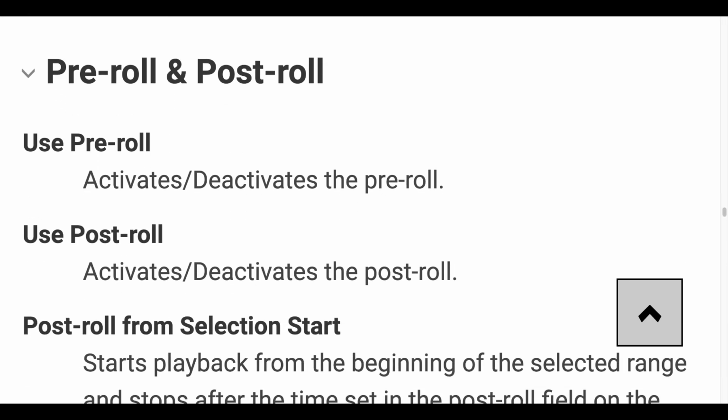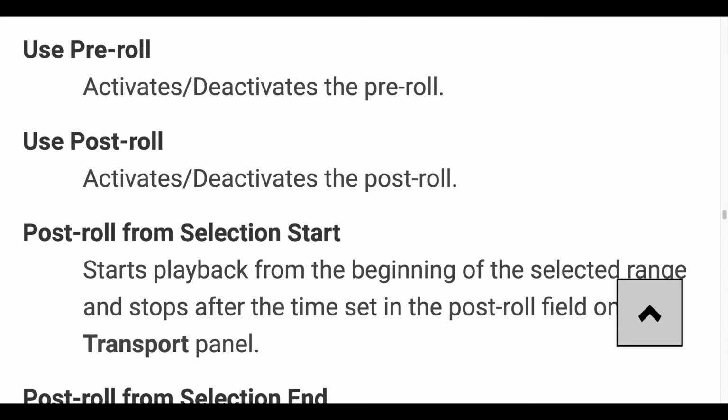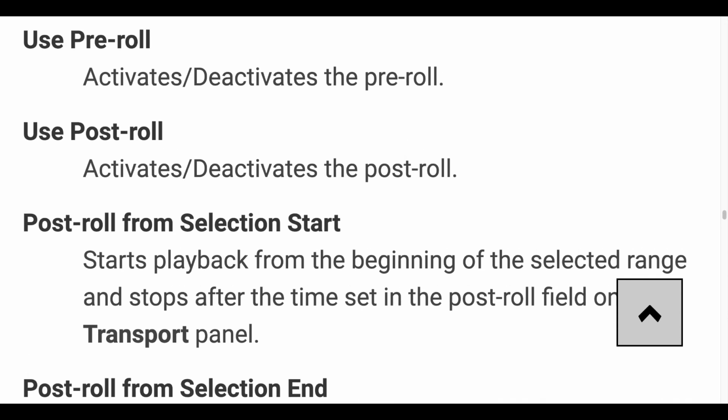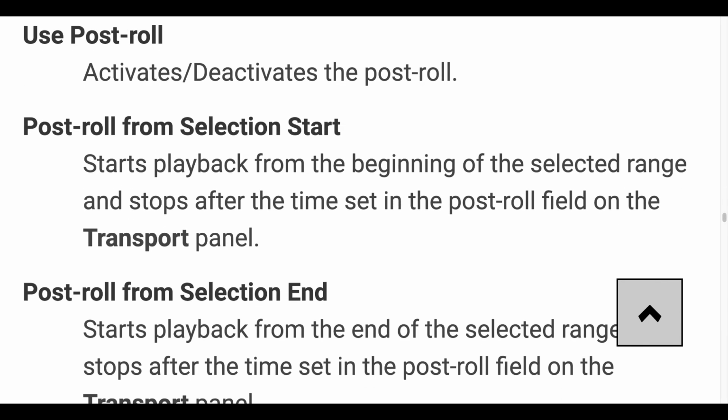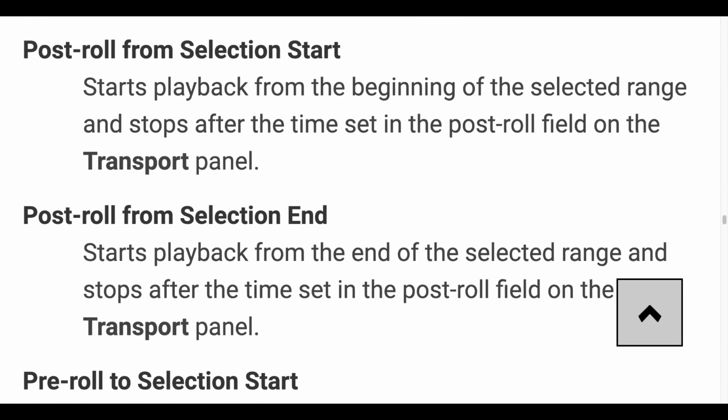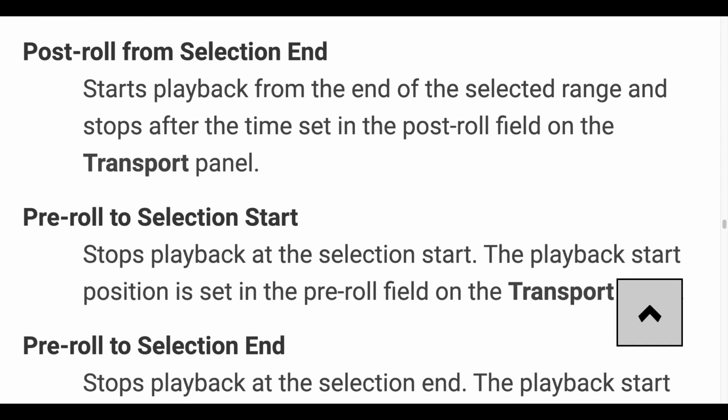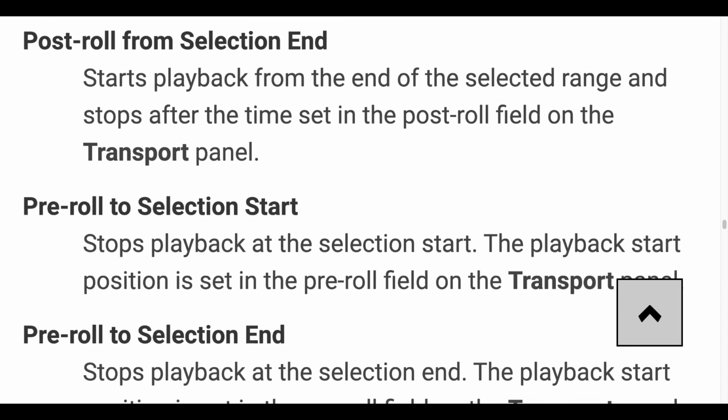Pre-roll and post-roll. Use pre-roll: activates/deactivates the pre-roll. Use post-roll: activates/deactivates the post-roll. Post-roll from selection start: starts playback from the beginning of the selected range and stops after the time set in the post-roll field on the transport panel. Post-roll from selection end: starts playback from the end of the selected range and stops after the time set in the post-roll field on the transport panel.